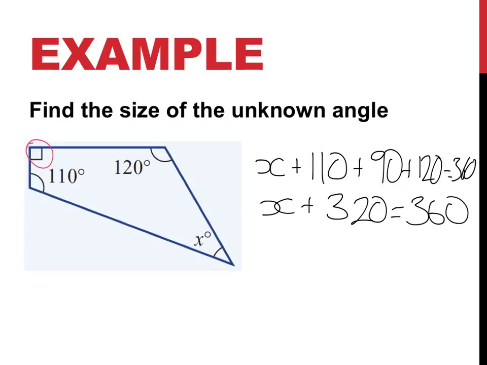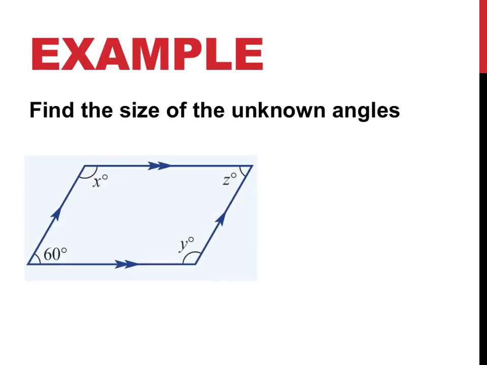Okay, I have to get rid of the 320. If it's a plus 320, I minus 320. If I minus 320 from this side, I minus 320 from that side. That cancels out. X equals, what's 360 minus 320? Well, 40 degrees. Okay, the unknown angle is 40. It's pretty simple.